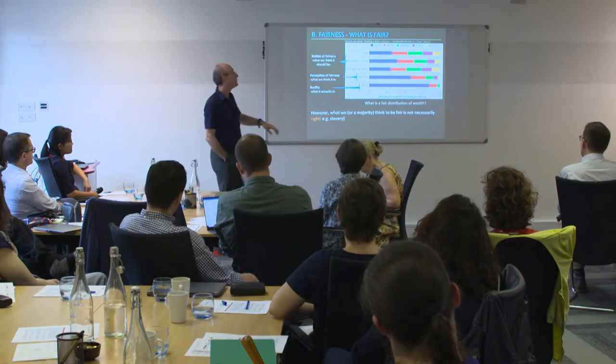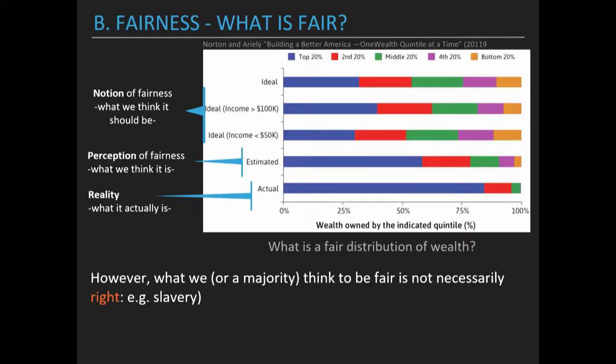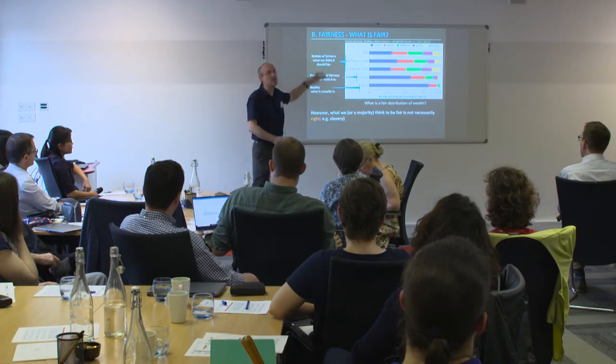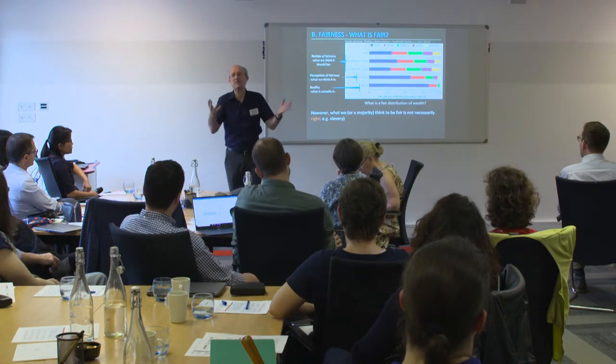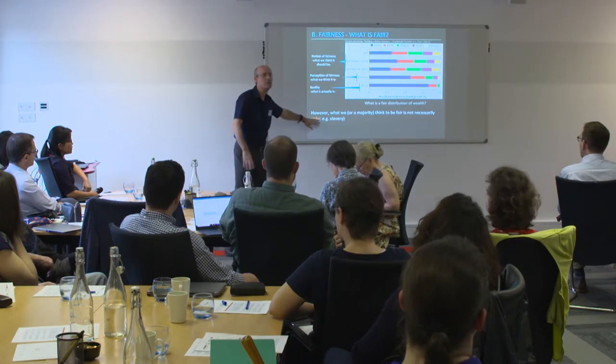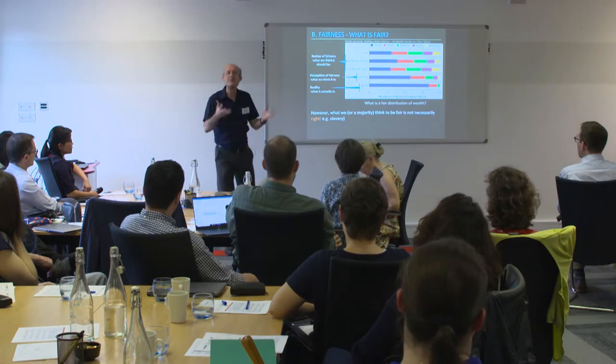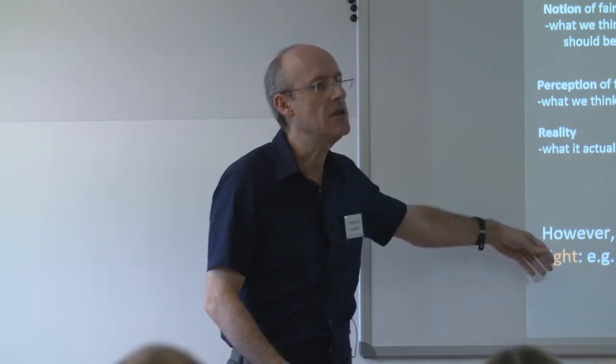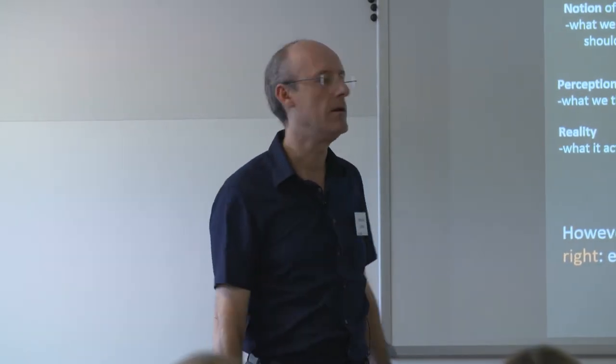However, and this is not in the book, I think it could be interesting to say that what we think should be fair doesn't make an outcome fair. The example I like is slavery. There was a period in time where if you asked people whether slavery is fair, just, or right, a majority of people, since slaves were excluded, accepted it, but this didn't make slavery right.